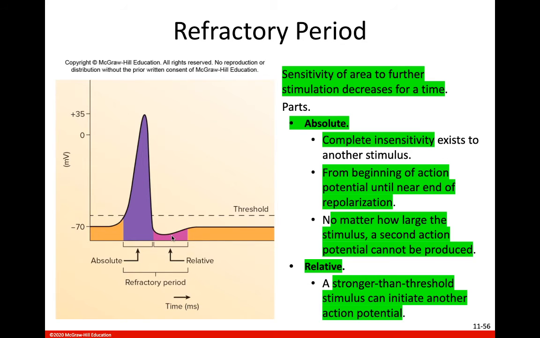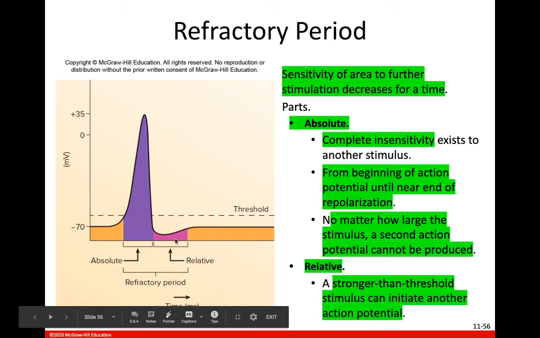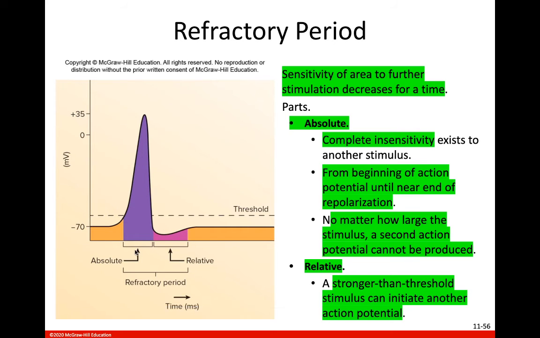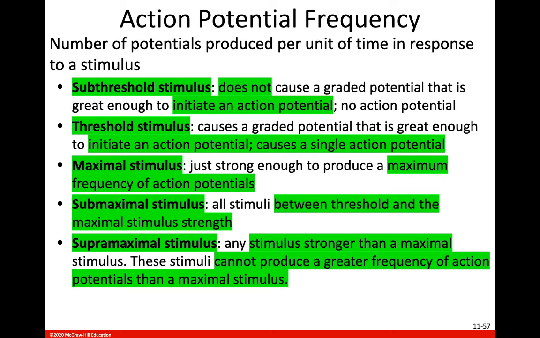So during the hyperpolarization and return to resting potential, a really strong stimulus could cause another action potential. But during the depolarization phase and repolarization phase, no stimulus can cause another action potential. And again, that's going to keep the action potential moving toward the axon terminal end of the neuron. This is also very similar to what we talked about in muscle cells.